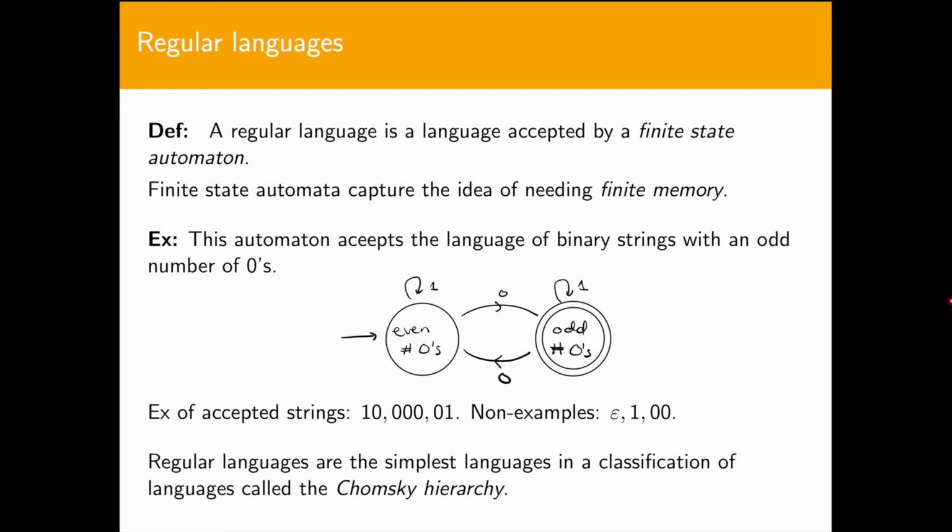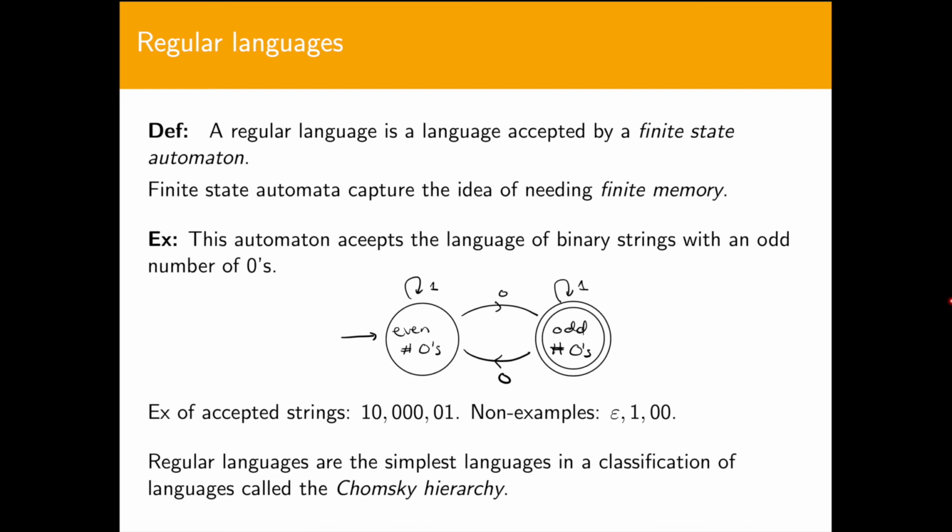So what's a regular language? A regular language is a language accepted by a finite state automaton. And finite state automata capture the idea of needing finite memory. For example, this automaton accepts the language of binary strings with an odd number of zeros. So here you start at the start state, which is the state on the left, which has the arrow from nowhere leading to it.